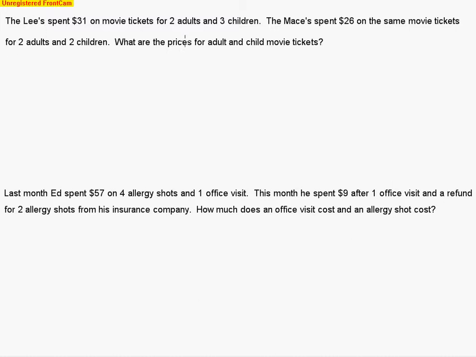First of all, we have two unknowns. The price for the adult ticket, let's call that A, and the price for the child's ticket we'll call C. And so let's write two equations. Before we had quantity-value equations, in this case we are going to have two value equations. And I'm going to label the equations by the people's last name. We got the Lees equation, and then we got the Maces equation.